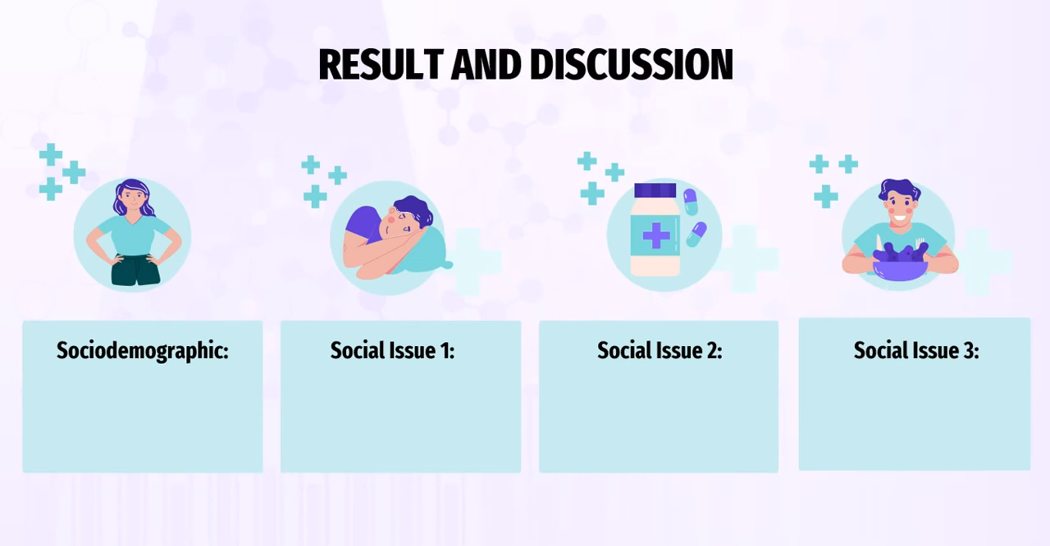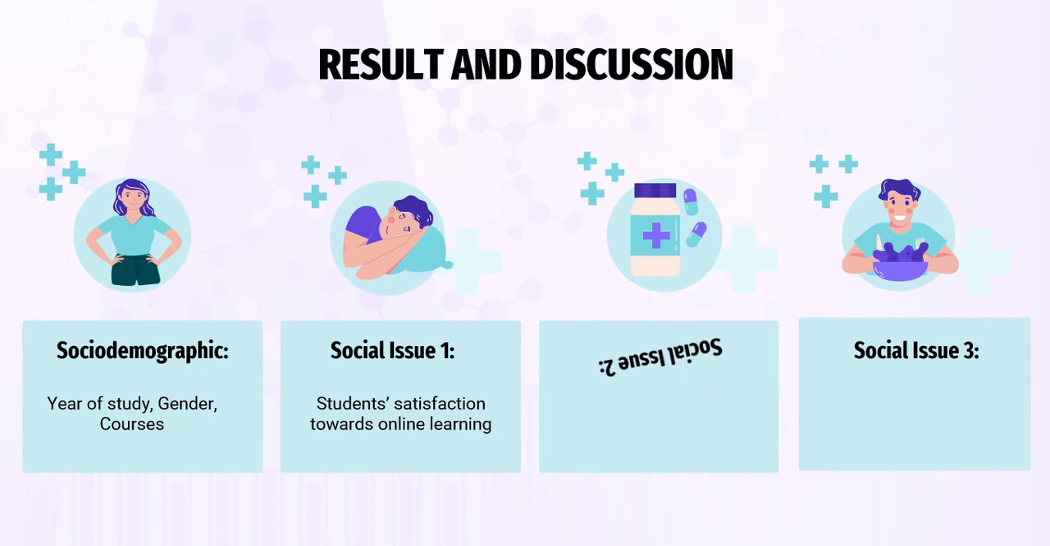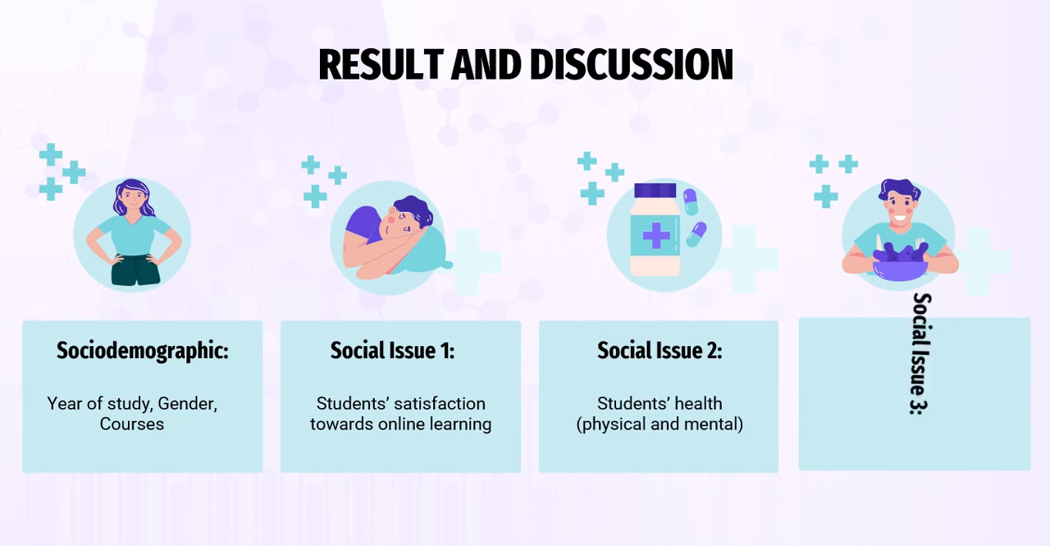For the results and discussion, we are going to discuss the socio-demographic, which is the year of study, gender and courses. Secondly, social issue 1, which is student satisfaction towards online learning. Next, social issue 2, which is students' physical and mental health. Lastly, social issue 3, which is student study pressure.